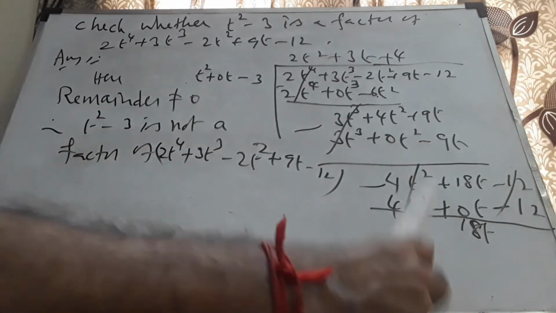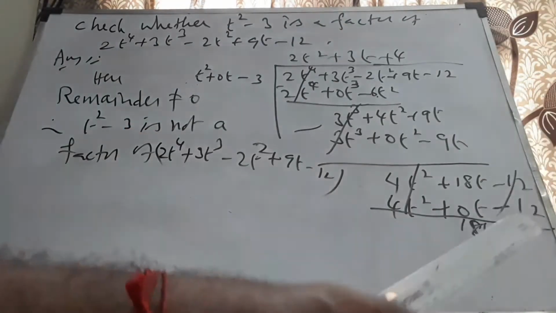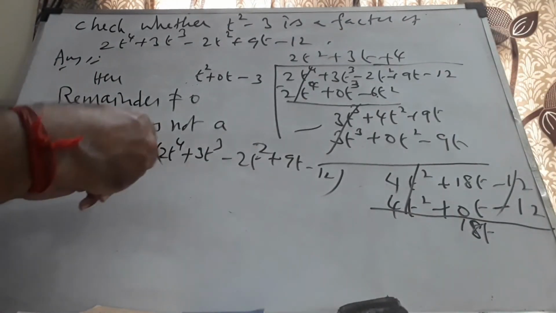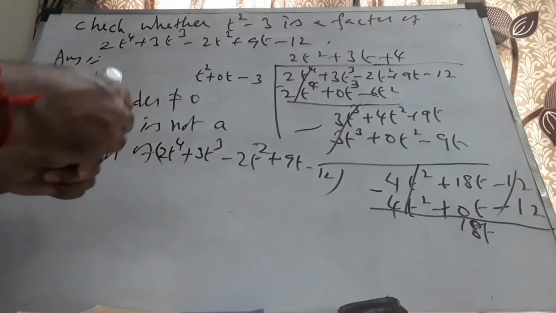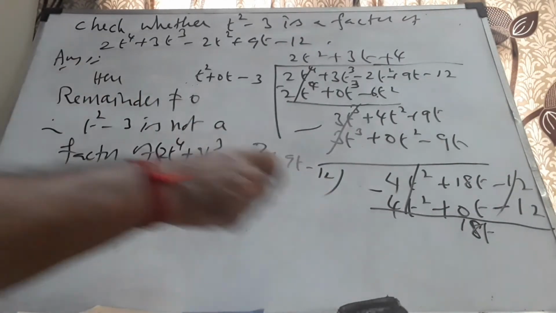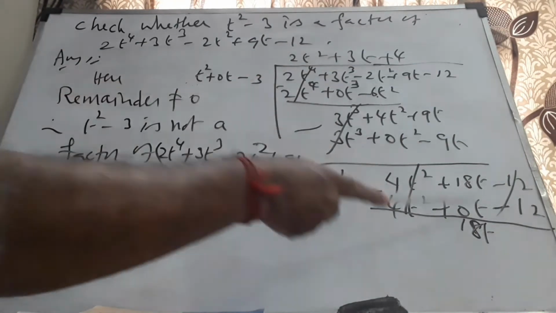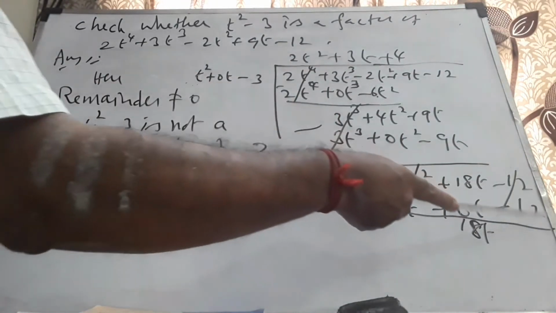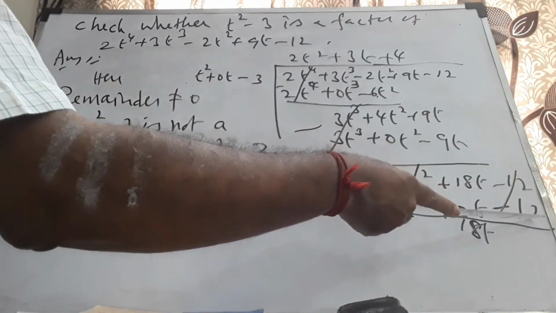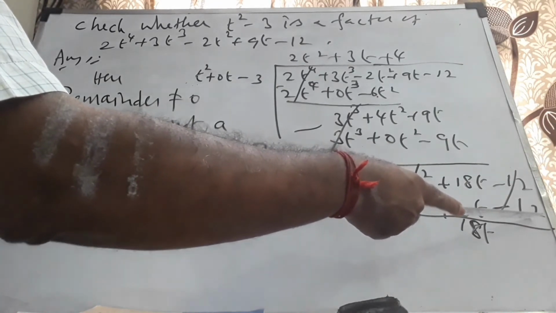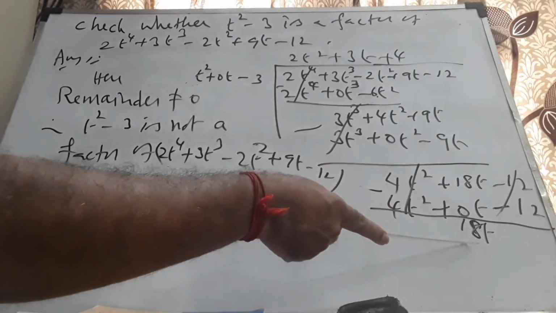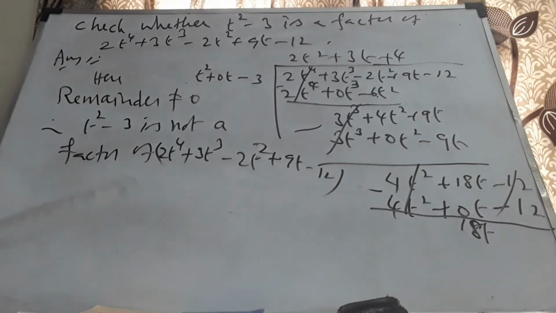Then here 4t square. Here minus 12 is brought down. Okay, this is the subtraction symbol. Don't get confused, I'm writing this only for subtraction. Now 4t square by t square is 4. 4 into t square is 4t square. 4 into 0t is 0t. 4 into minus 3 is minus 12. Therefore, I mean to say the remainder is automatically non-zero. Therefore this is not a factor.